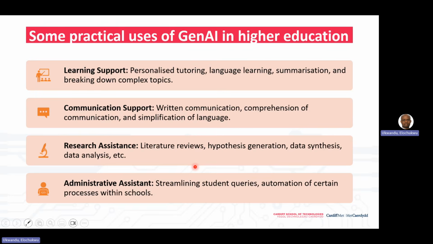Sometimes a lot of students have said that when they have some complex terms, they can use AI to break it down so they understand it better. There are research assistants. You can take some literature, pump it into AI, and ask it to summarize it for you. It will give you bits and pieces of it, which helps you begin to understand and then begin to read. It can also help with automating tools, administrative work, and streamlining queries.